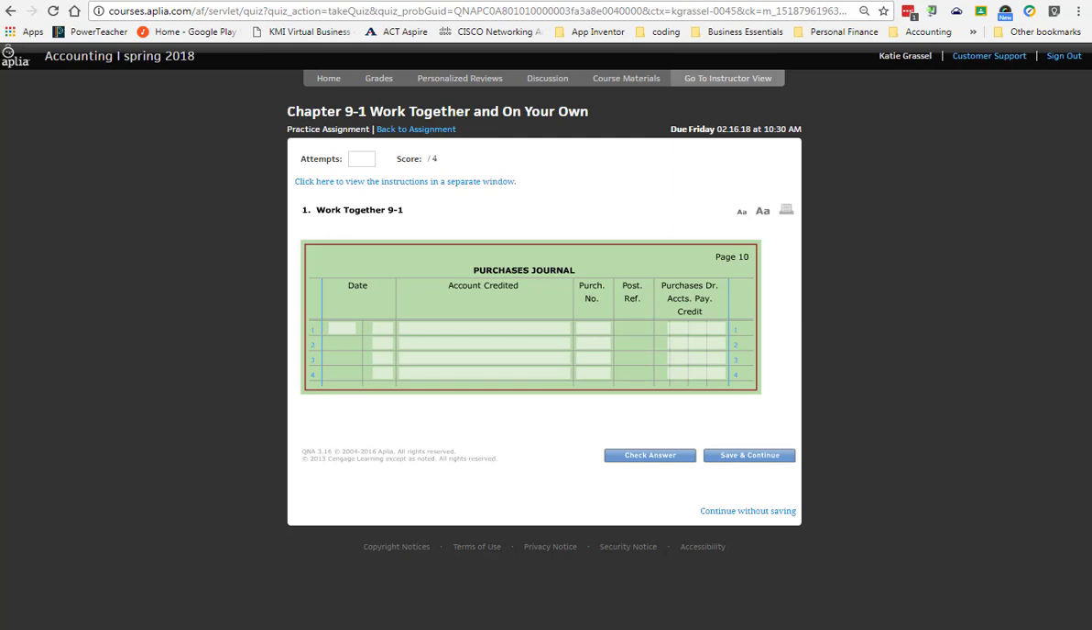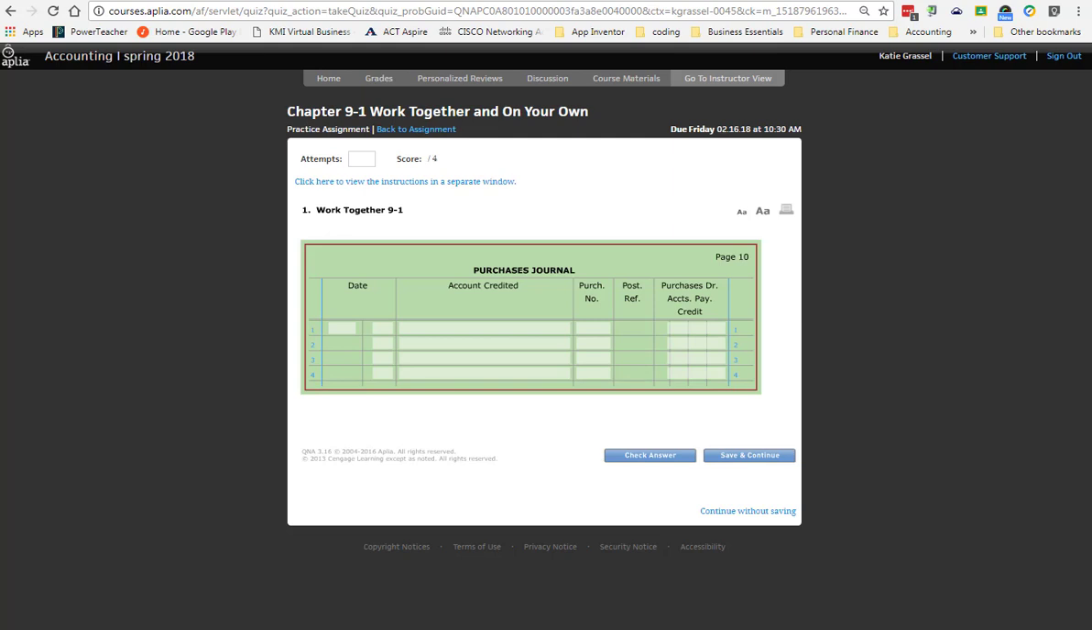going to use a cash payments journal. Anytime I have money coming in, I'm going to use a cash receipts journal. Anytime I have a sale on account, I'm going to use a sales journal. Anytime I buy merchandise that I'm going to turn around and sell, I'm going to use a purchases journal. So Chapter 9 right now is going to walk us through all of our special journals that we're going to be using. Now, the first journal that we have up here is our purchases journal.